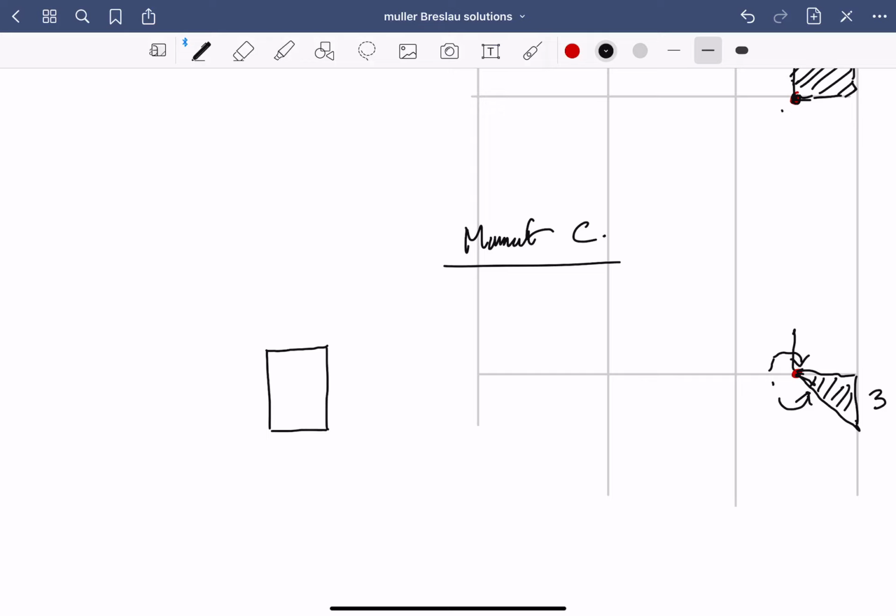If you had a member, this face, what we consider positive would be down, out, and rotation. And then on this face right here, it would be that way, this way, and this way.